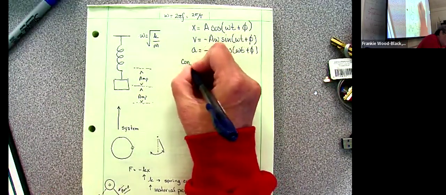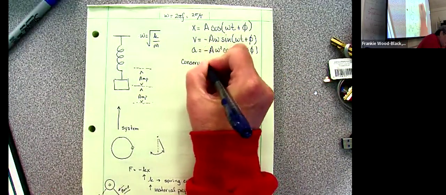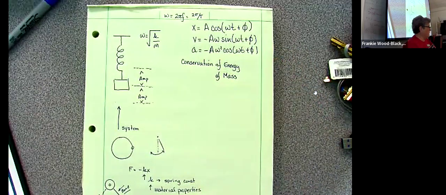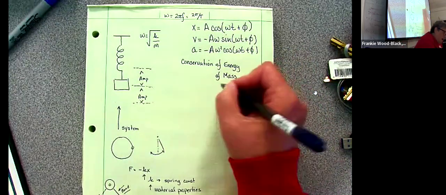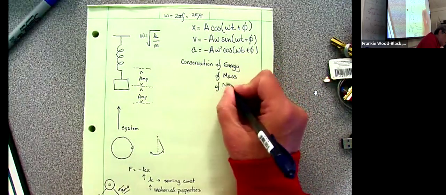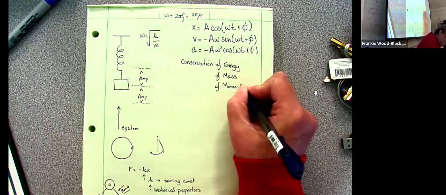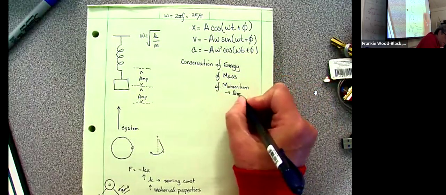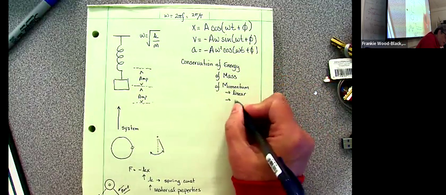Remember, we have conservation of energy. And one of the other conservation things that we have is conservation of mass. Even though it's not going to be a big deal here, we have conservation of energy, conservation of mass. We're going to find out that we have conservation of charge when we get there. We also have conservation of momentum. And that can be linear momentum or angular momentum.